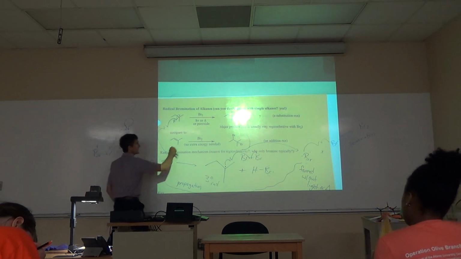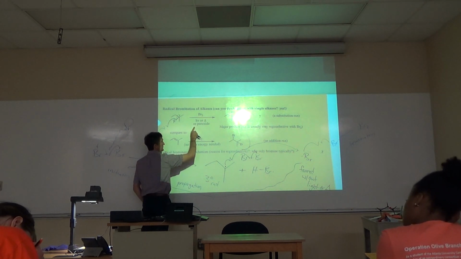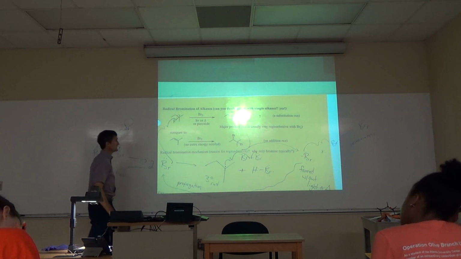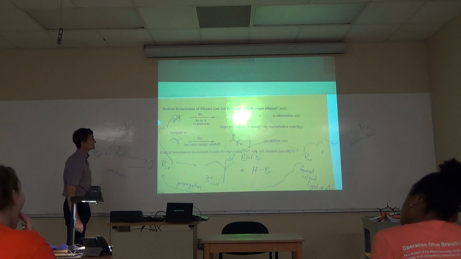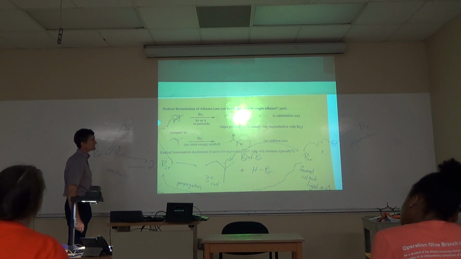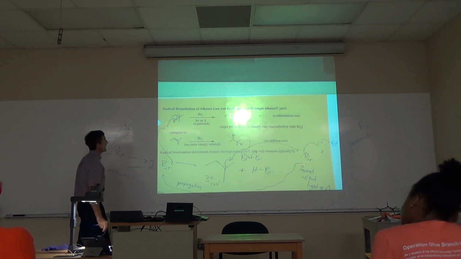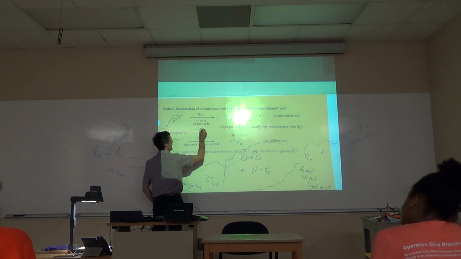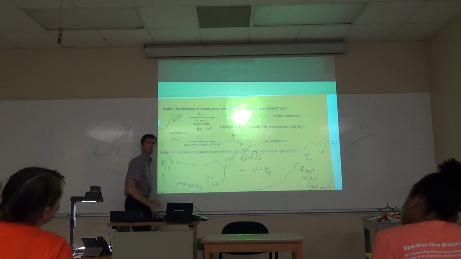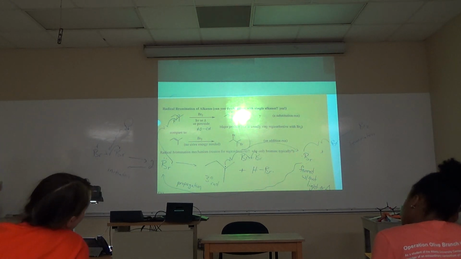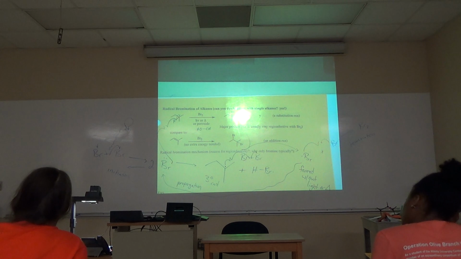The radicals can be generated by light or heat. You can also generate radicals using peroxide. A peroxide is an oxygen-oxygen bond. And the simplest would be, these would be H's here. And that molecule is called what? With hydrogens on the peroxide? Yes, that's right. Hydrogen peroxide.